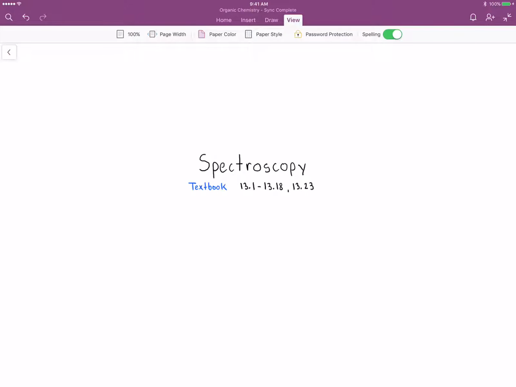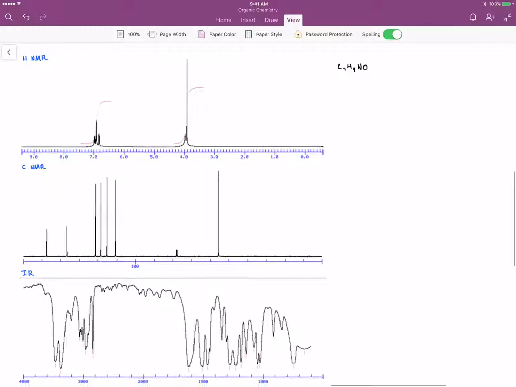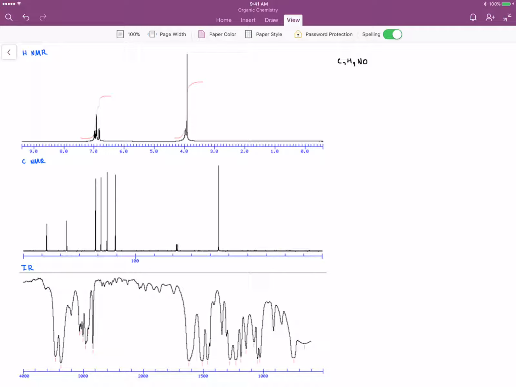In this video we'll be talking about spectroscopy, and again we're going to be working through a specific compound and the data for that compound and be able to discuss some of the characteristics of it. So I'm going to go ahead and scroll down here. Here is the H-NMR, the C-NMR, and the IR data for a compound with a molecular formula of 7 carbons, 9 hydrogens, a nitrogen, and an oxygen.